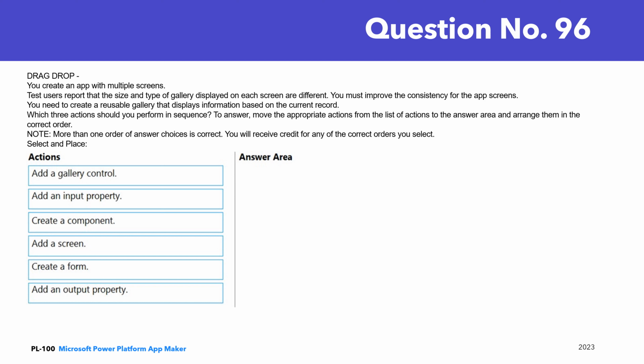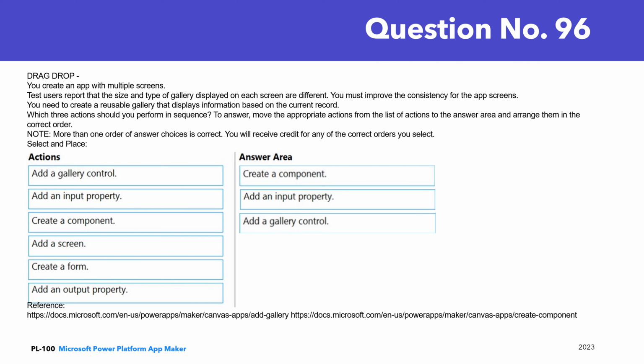To answer, move the appropriate actions from the list of actions to the answer area and arrange them in the correct order. Note, more than one order of answer choices is correct. You will receive credit for any of the correct orders you select. Select and place correct answers: create a component. Add an input property. Add a gallery control.